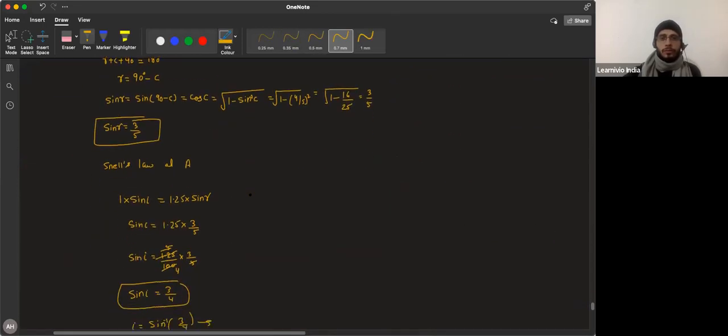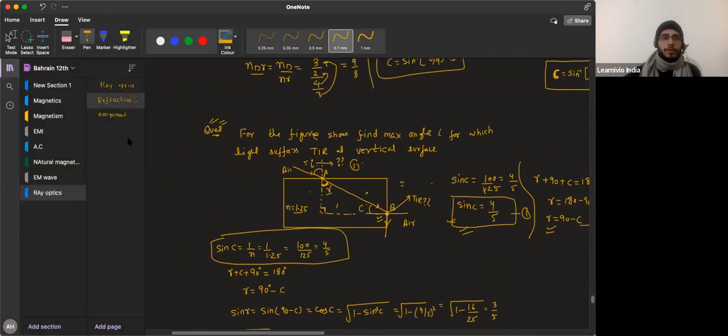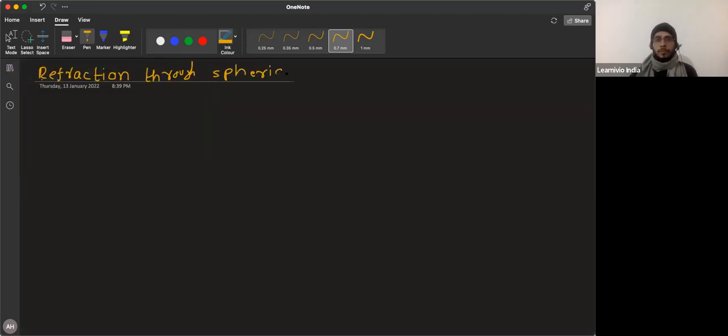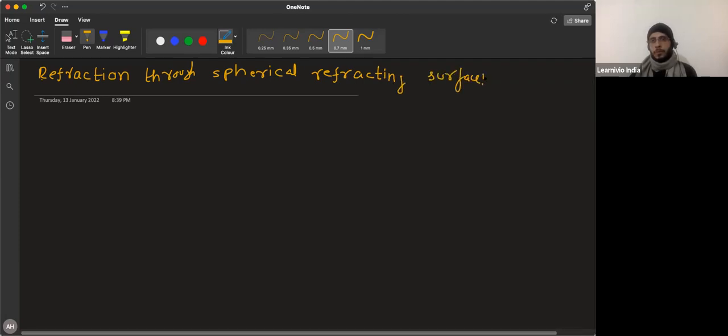Okay, so let's start the next topic. That's refraction through a spherical refracting surface. Till now, whatever we did in refraction was for a plane surface. If you have a plane surface, this is how the angle of incidence and angle of refraction will work. Now we'll do it for a spherical refracting surface.